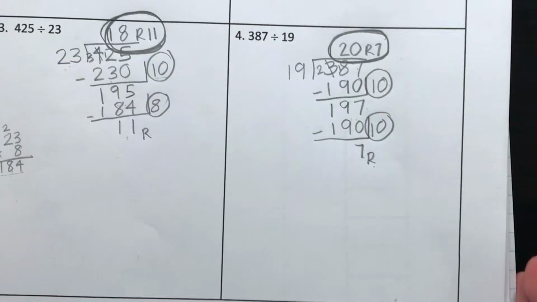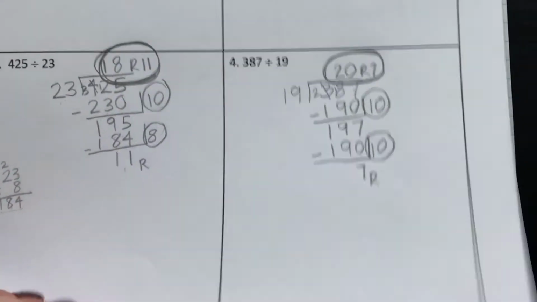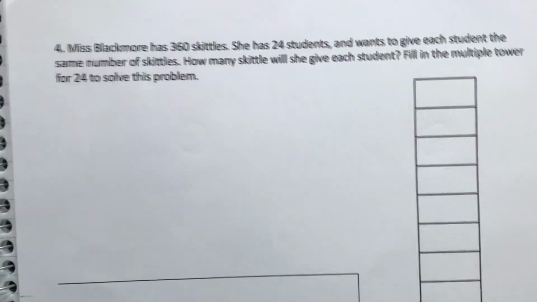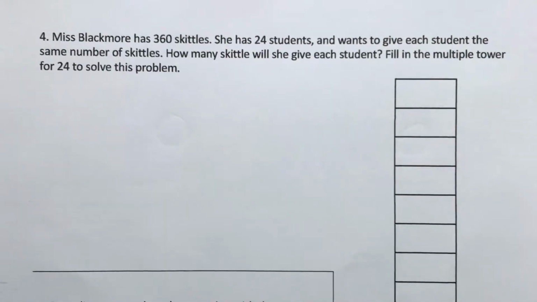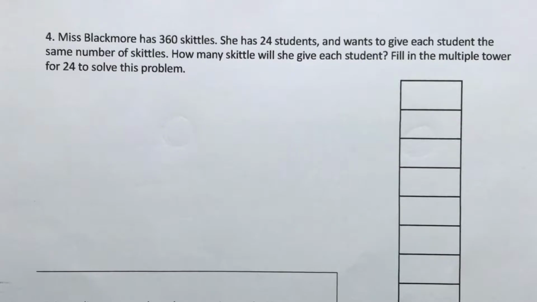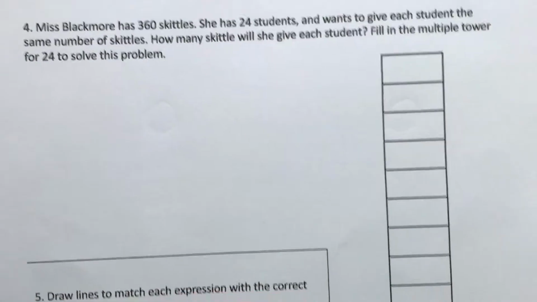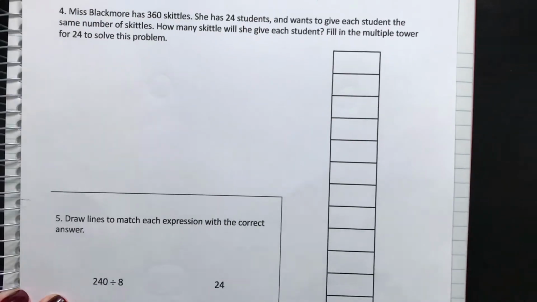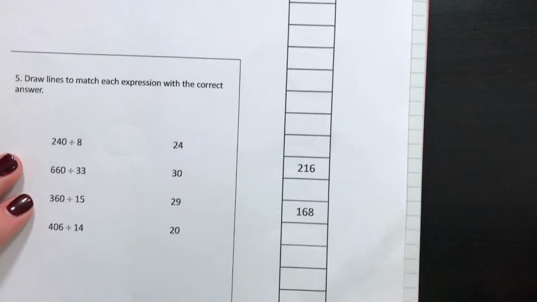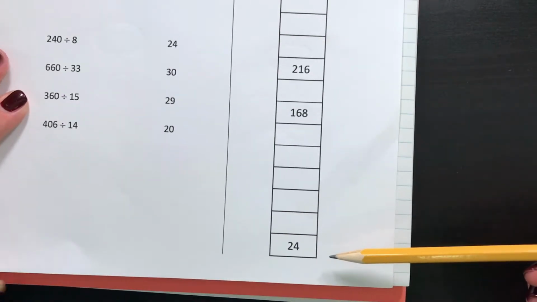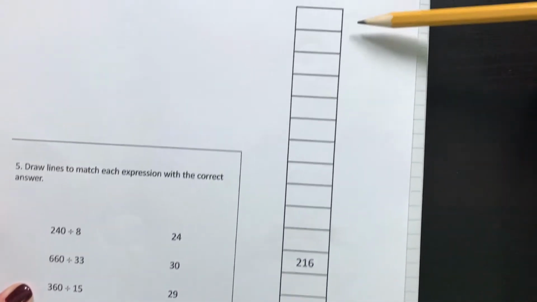And that is the first page. All right, so let's look at the back now. We have this word problem that says, Miss Blackmore has 360 Skittles. She has 24 students and wants to give each student the same number of Skittles. How many Skittles will she give each student? Fill in the multiple tower for 24 to solve this problem. And that multiple tower is right next to the problem. So it starts all the way down here and goes all the way up to the top here.